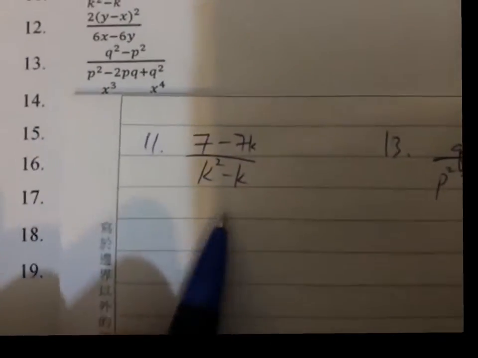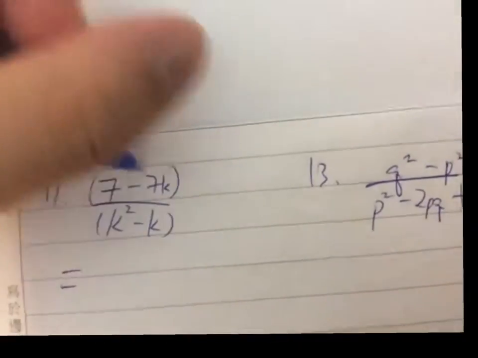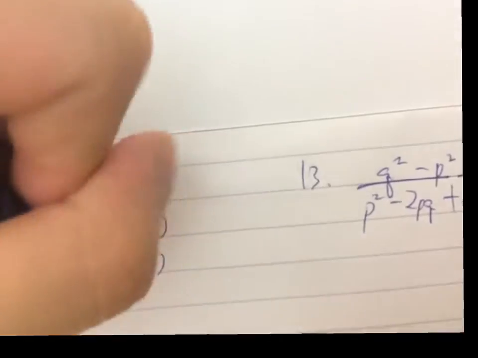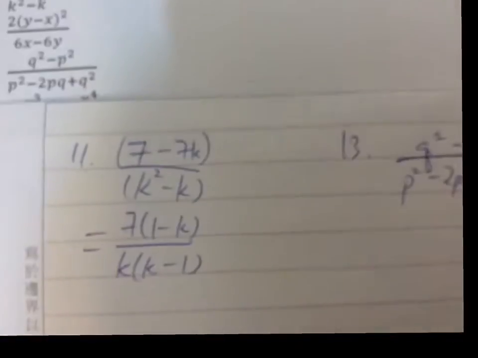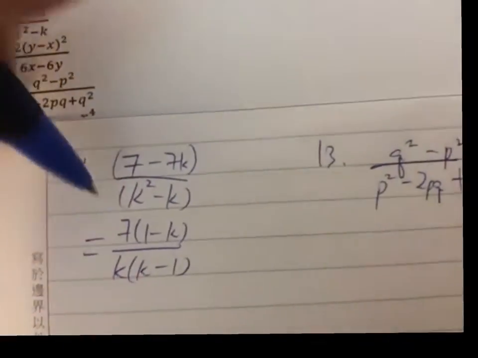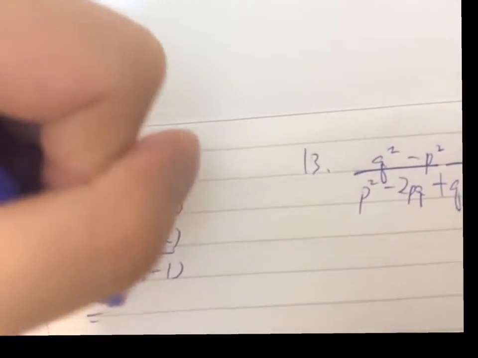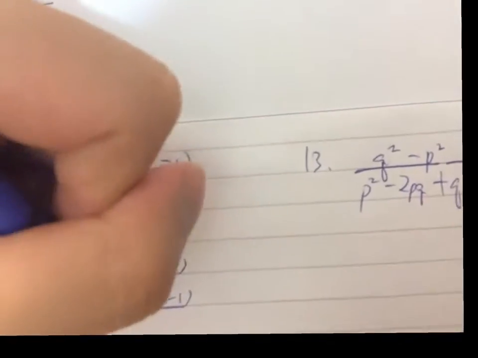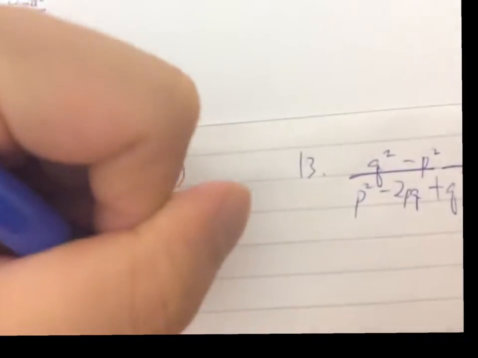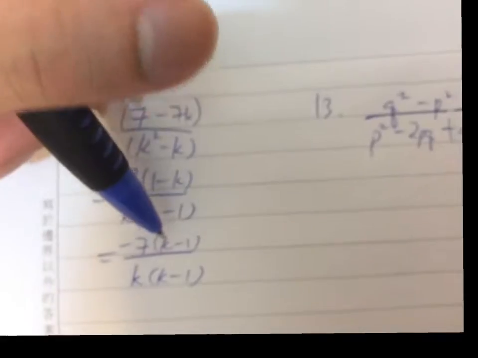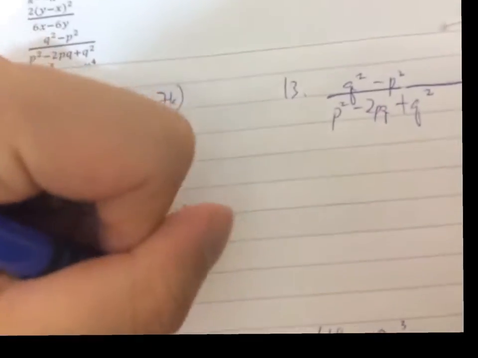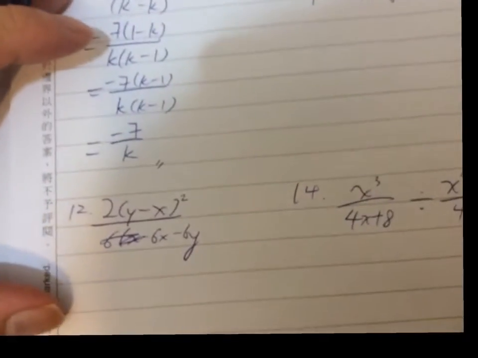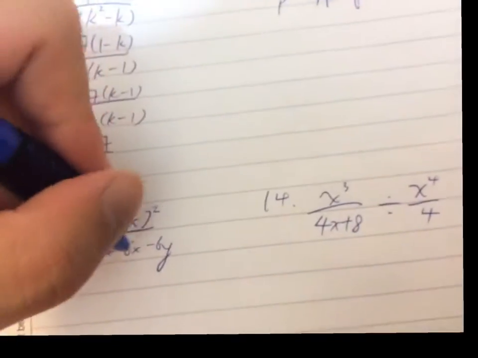Okay, we continue. First step, bracket. Second step, taking out common factor. And denominator k, and then bracket k minus 1. Okay, same trick as last question. You need to change this one to negative 7, k minus 1. Is k minus 1. So you cancel out the common factor, and the final answer will be negative 7 over k. Number 12. Okay, first step, you need to bracket.